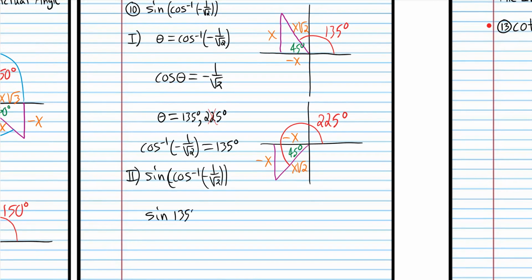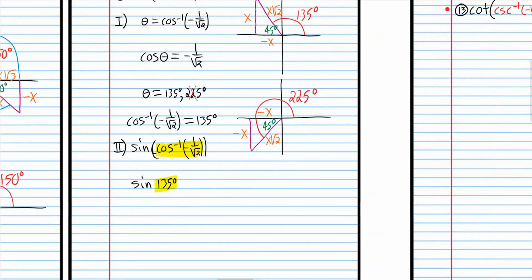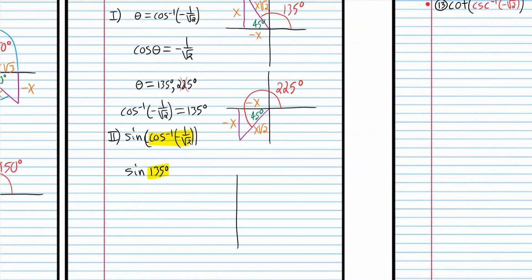We found the inside part is equal to 135. So now we're just looking for sine 135 degrees. So we're going to rotate all the way to 135. So we have a triangle in the second quadrant. And if that angle is 135 degrees, then the reference angle is 45 degrees. And obviously we're dealing with a 45, 45, 90 degree triangle.